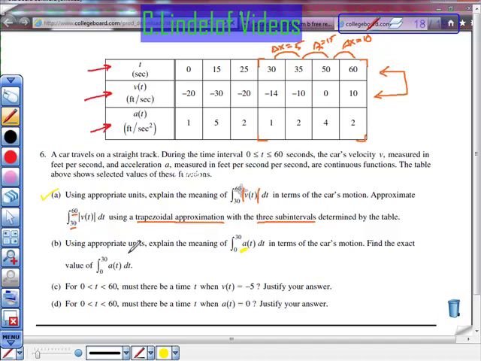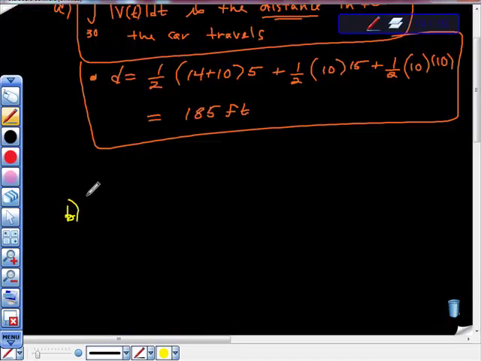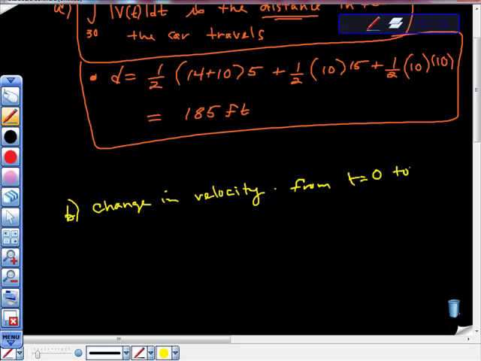Not hard at all, because it's just, right? This is a derivative, so this is the change in velocity. This acceleration is change in velocity. So we're going to say change in velocity from t equals 0 to t equals 30. No problem. T equals 0 to t equals 30. I'm not overthinking it.